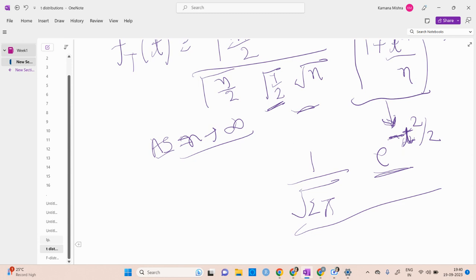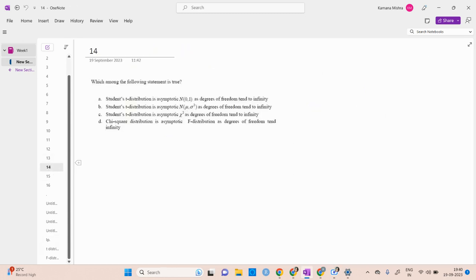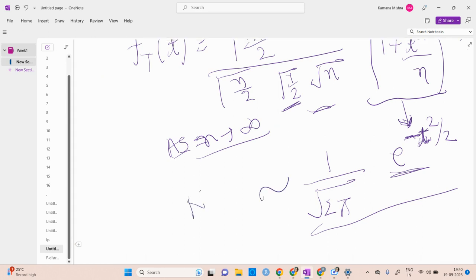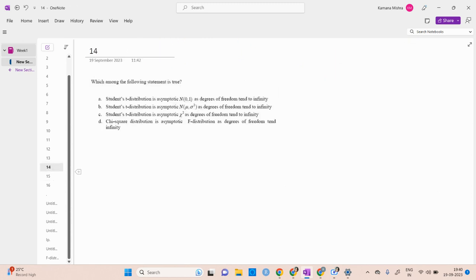So the student t distribution is asymptotically N(0, 1). This is basically N(0, 1), right? And N(0, 1) is 1 upon root 2 pi times e to the power minus x square upon 2 if you have x as this. So this will be the correct answer.